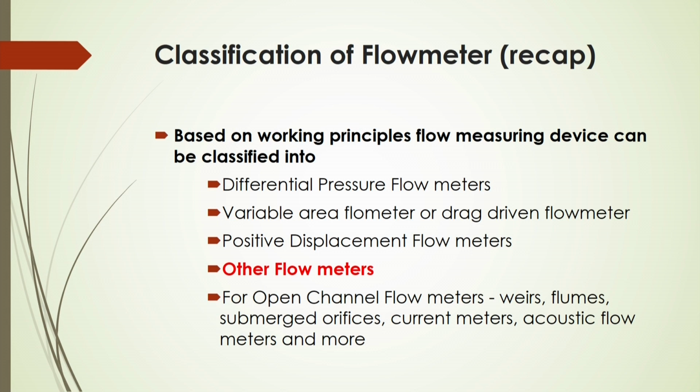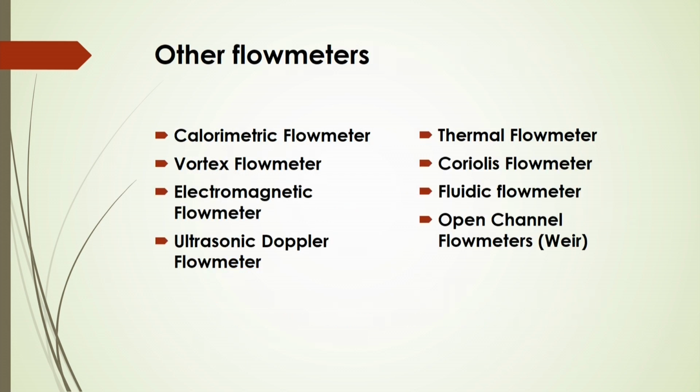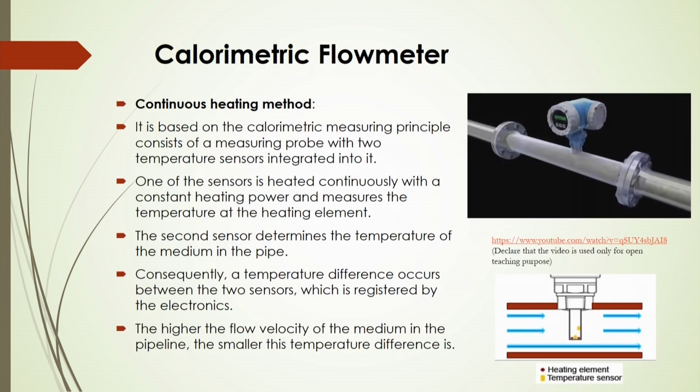flow meters are. We have already discussed in the previous lectures that there are differential pressure flow meters, variable area flow meters like drag driven flow meters, positive displacement flow meters, and even open channel flow meters. All those different types of flow meters we have discussed, but these types of flow meters work on other methods, which will be discussed in this lecture. These are the other types of flow meters that can be used for measuring the flow rate whenever fluid is flowing through the pipe.